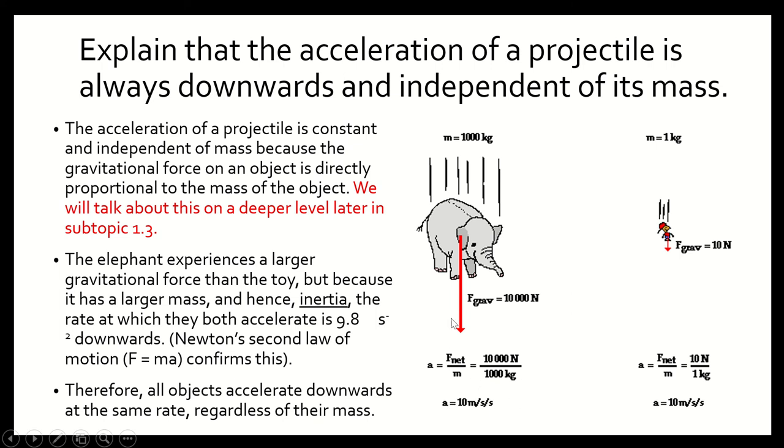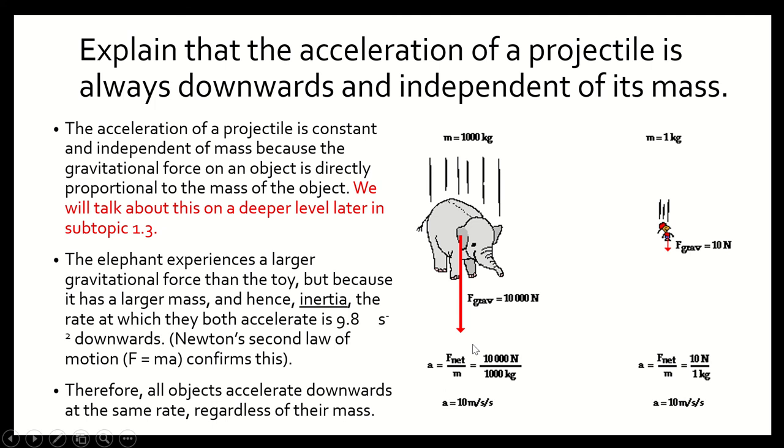So larger net force due to larger mass, but because it has a larger mass, it's actually got more inertia, and inertia is an object's resistance to its change in motion, if you can't remember what inertia is. So inertia is an object's resistance to change in motion. So this elephant has a larger resistance to change in motion, whereas this has a smaller resistance to change in motion.